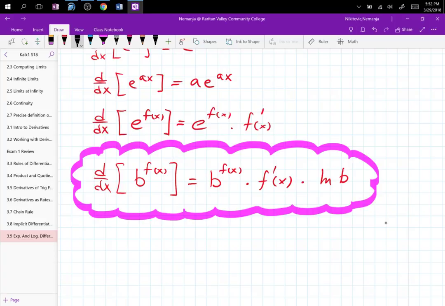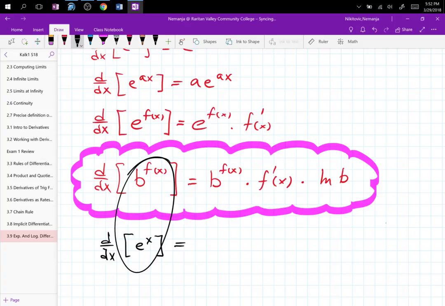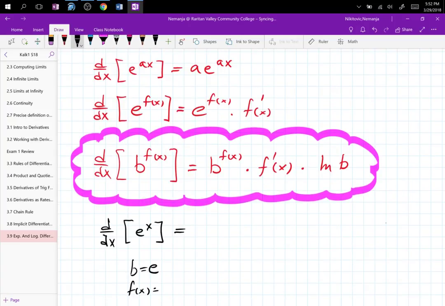Sure it is, right? What is the derivative of e to the x? E to the x. Oh, well, thank you. Let's plug everything in the formula. So comparing these two forms over here, I get that b is equal to e, and that f of x is equal to x. So now just plug that everywhere on the other side. So b is e, f of x is x, times the derivative of x, which is 1, times ln of b, which is ln of e. Well, that's 1 as well, and you get your e to the x. So it works.